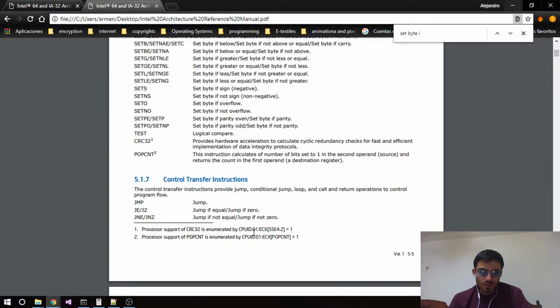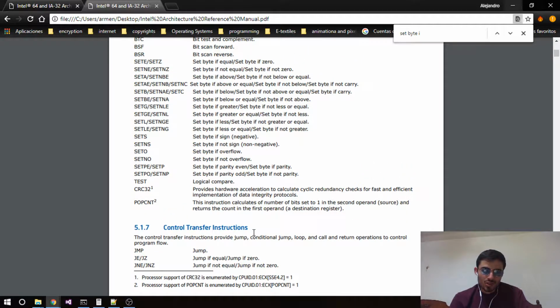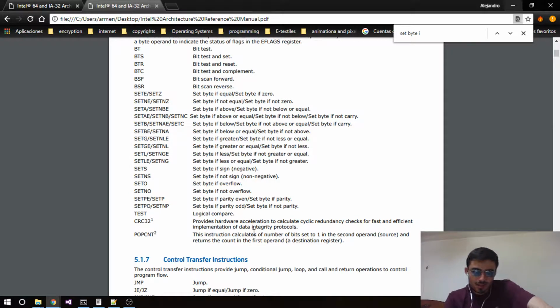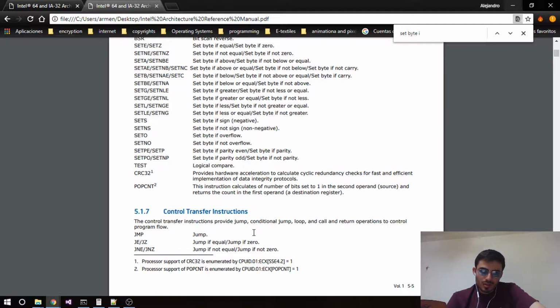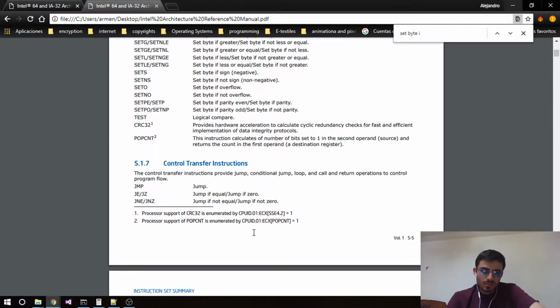Control transfer instructions. Although I don't know why they have those instructions all with the byte sets. Does that mean that they are byte sets? Because, to be sincere, I understand CRC32.